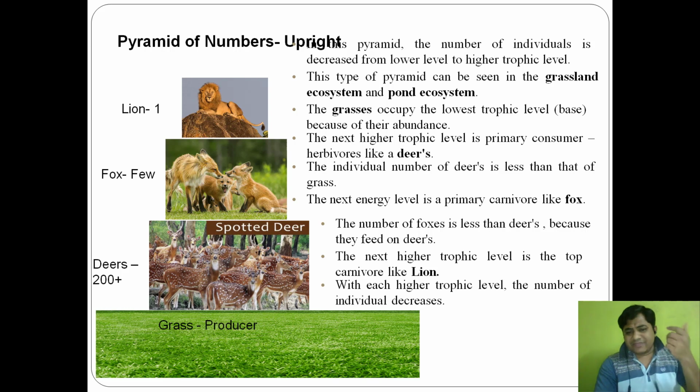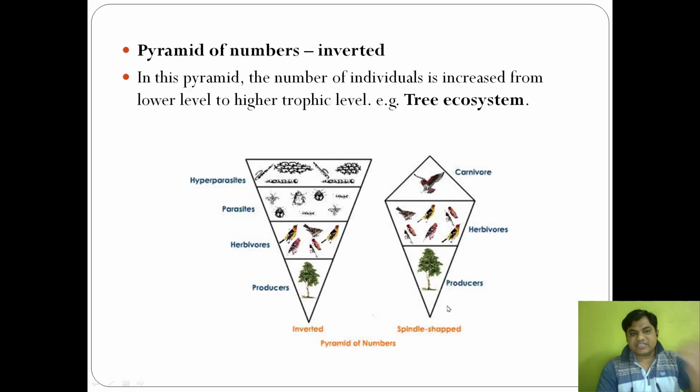The next higher trophic level is the top carnivore, like the lion. We know the lion is the king of the forest, and their number is very few. So with each higher trophic level, the number of individuals decreases. That is the upright pyramid.